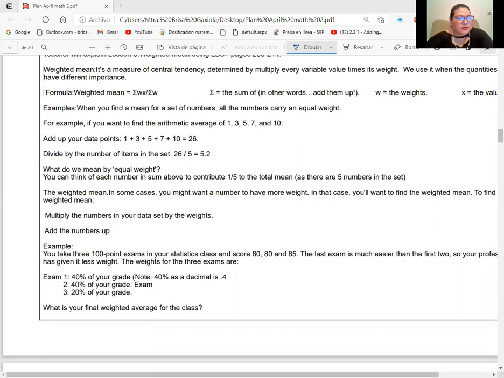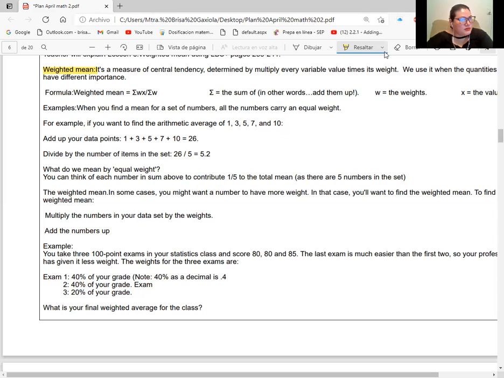Okay, this video is intended for the ones who didn't have the chance to attend the class. So in this, we will see the weighted mean as a topic. And I'm going to start by reading the concept. It says that it's a measure of central tendency determined by multiplying every variable times its weight. And we use it when the quantities have different importance.